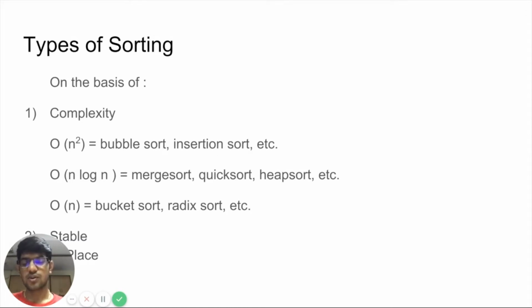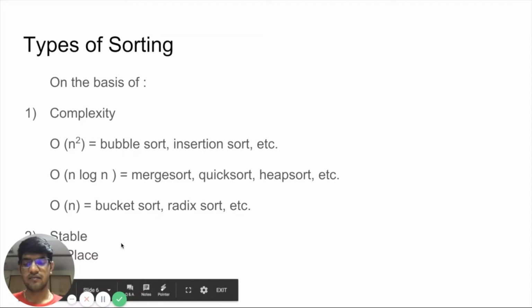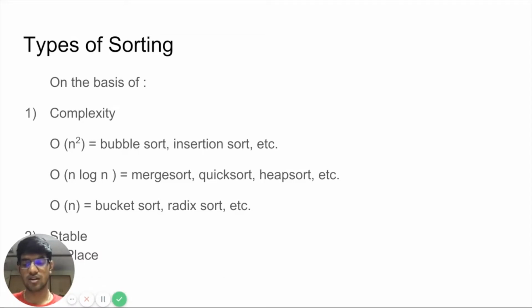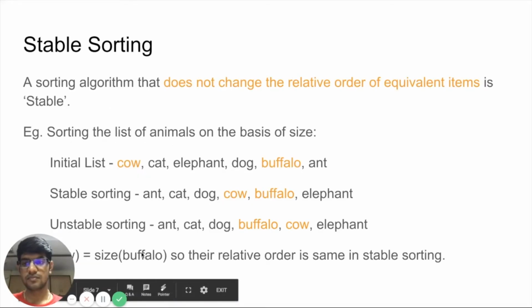However, as we know, every algorithm has its own merits and demerits, and we'll be looking at the merits and demerits of merge sort with respect to other algorithms in a while. Next, sorting algorithms can also be classified on the basis of stability, whether or not they are stable, and whether or not they are in place algorithms as well. Now, what does a stable sorting algorithm mean?